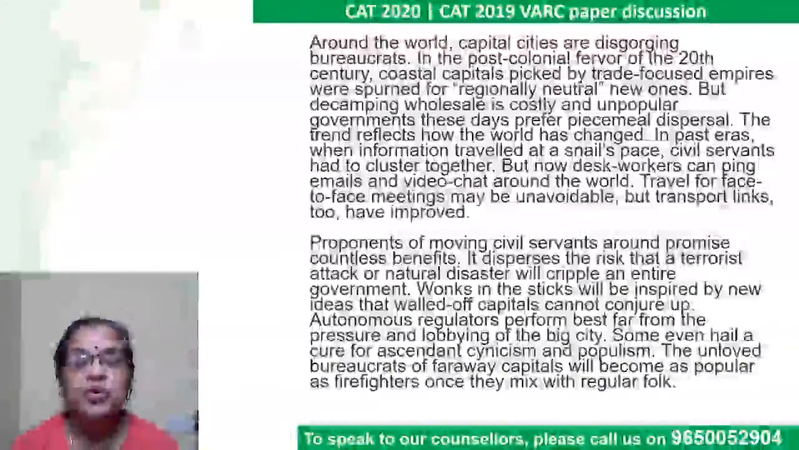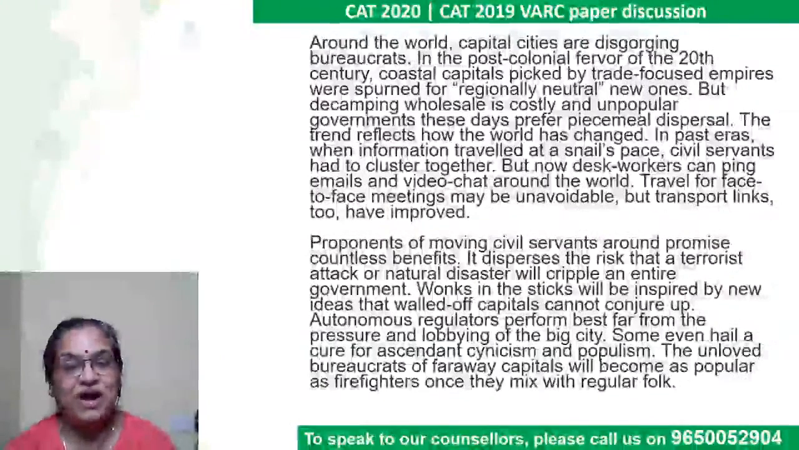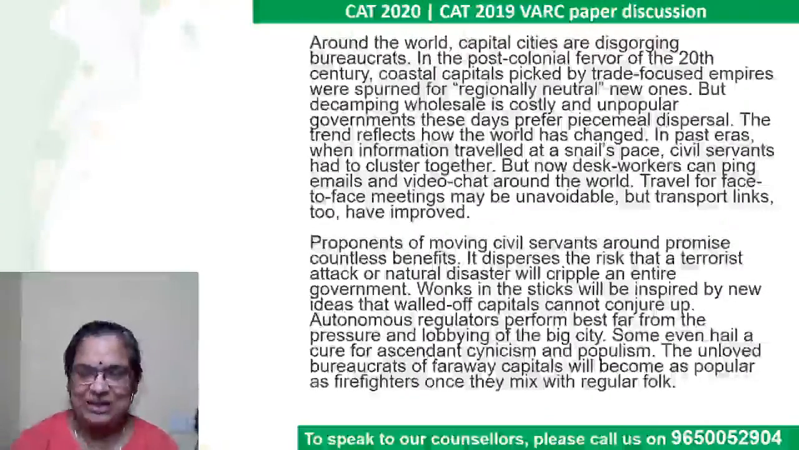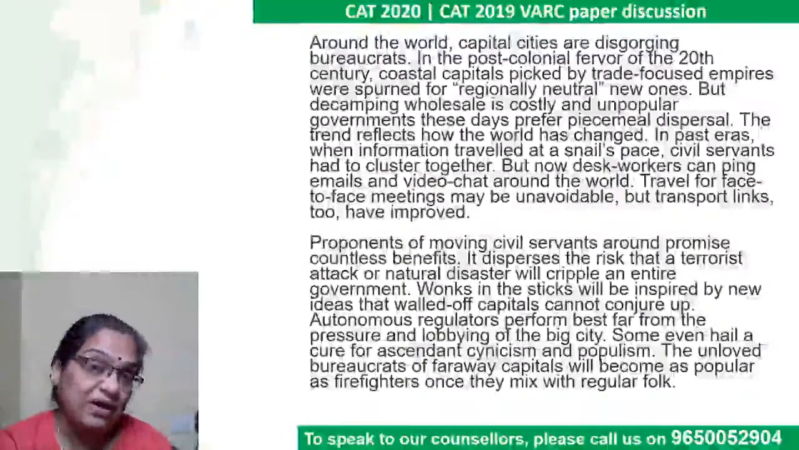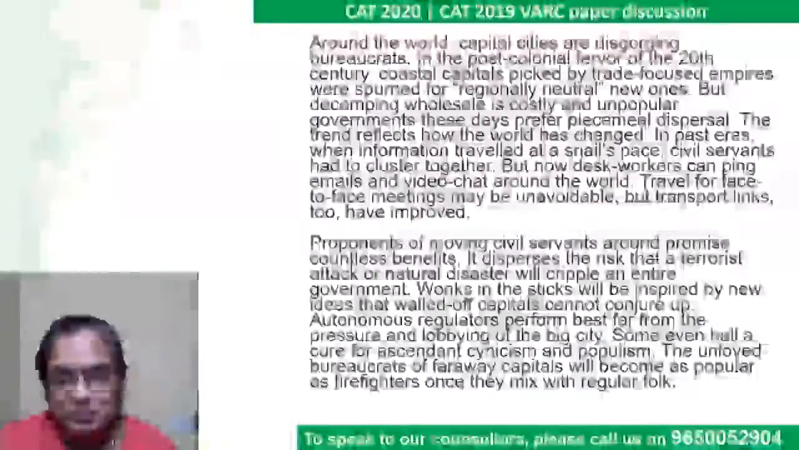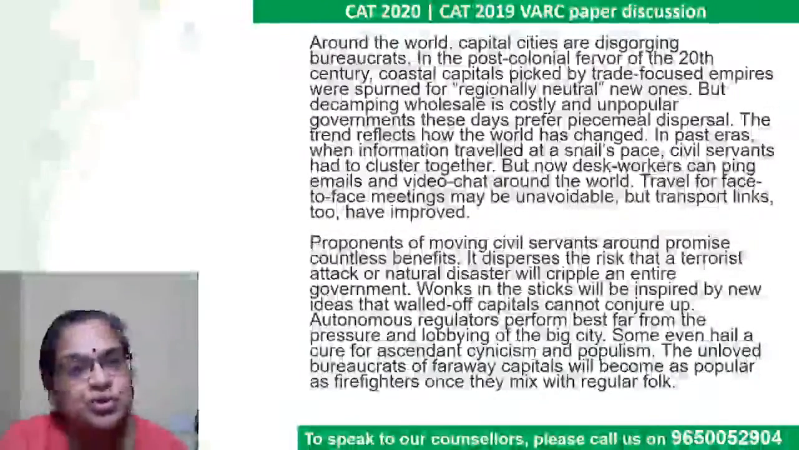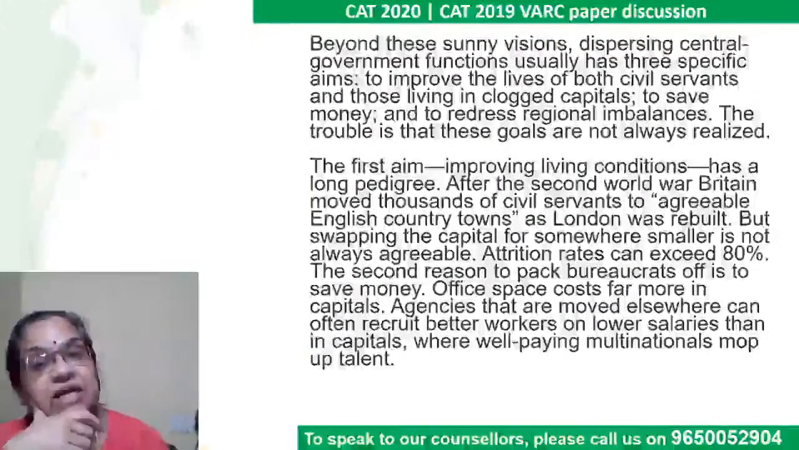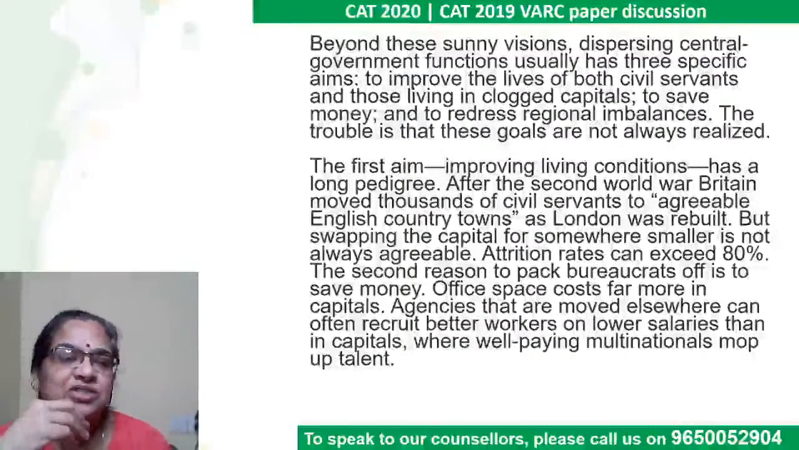The unloved bureaucrats of faraway capitals will become very popular as firefighters once they mix with regular folks. So when they are in the cities, they are not taken care of, they are not really given that much respect. But when they go to faraway places from the capitals, they will become very popular. Okay, these are the reasons that are put forward by people who say the civil servants should move away from the central capitals. Beyond these sunny visions, dispersing central government functions usually has three specific aims.